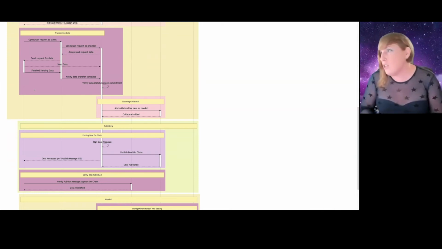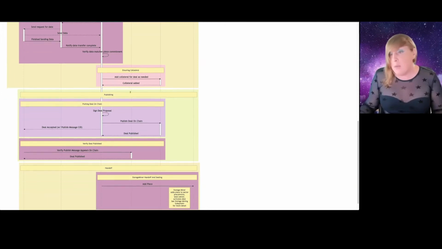Now we are going to transfer data, and there's a whole separate system for doing this. It's called the data transfer subsystem, and it has an underlying protocol called GraphSync. I did an earlier talk today about the engineering fundamentals of this, so I'm not going to go too in depth right now. Essentially, the client is going to open a separate request to the provider and say, I want to send you this data. The provider is going to verify what they want to send against the deal proposal. And assuming that they verify it, they're going to accept the request to send data. Now data is going to go across.